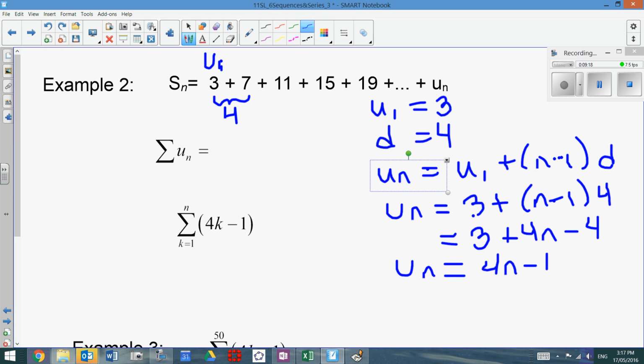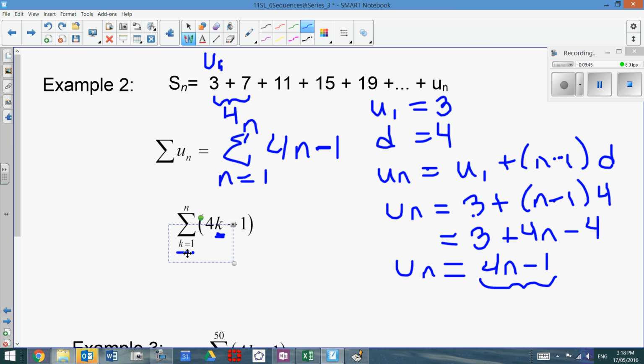All right, so if that's going to be our general expression for this pattern that we're looking at, we'll go ahead and wind up writing it as the sum of 4n minus 1, and we'll start where n is equal to 1, and we'll wind up going up to n. So it doesn't matter what letter we use. So if you notice in the textbook, they like to use k. So here's our k value. We start with k equals 1, and we'll go up to n. Okay?